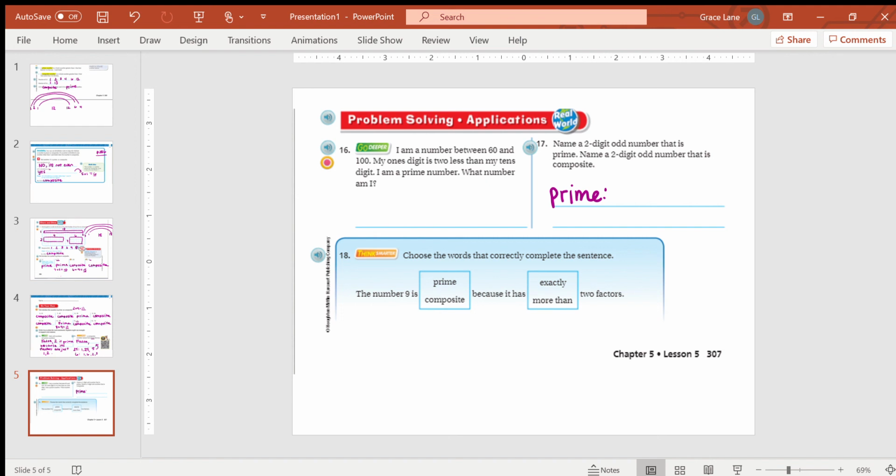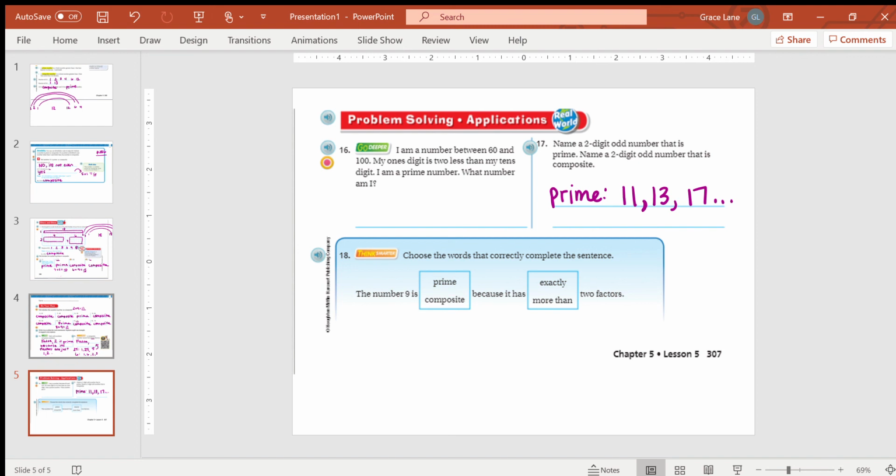Think of 2-digit numbers. The first 2-digit number is 10. Is that prime? No, because it has more than 2 factors, because 2 times 5 is 10. What about 11? 11 is prime because its only factors are 1 and 11. 12 has lots of factors, but 13 only has factors of 1 and 13. 14 has more than 2 factors, 15 has more than 2 factors, 16 has more than 2 factors. 17 would work though. You could keep listing up and up and up.